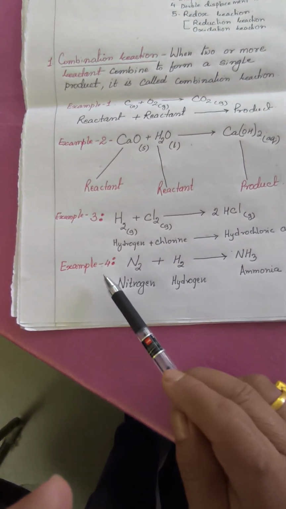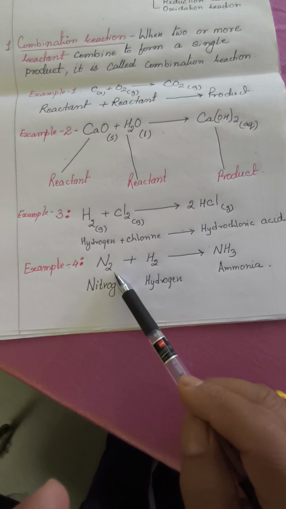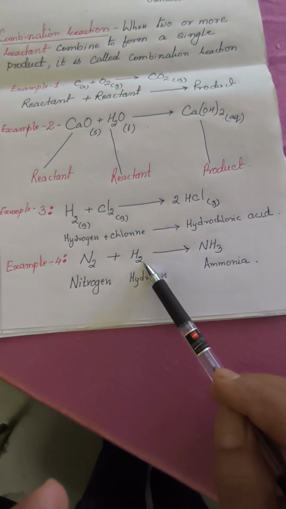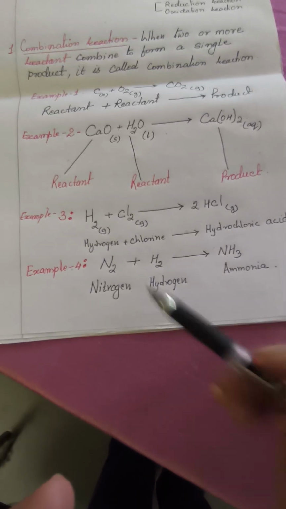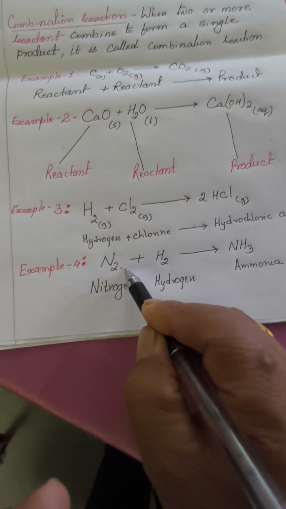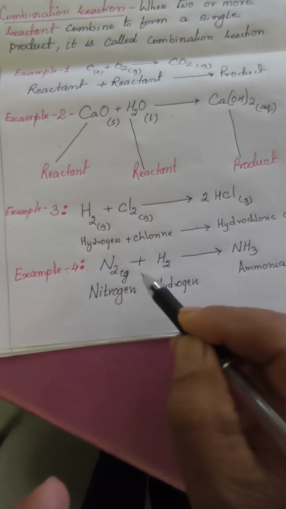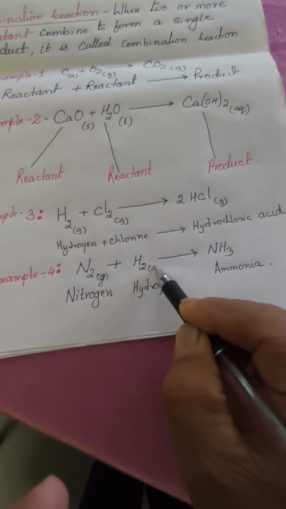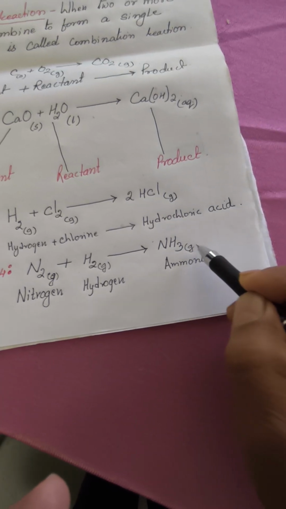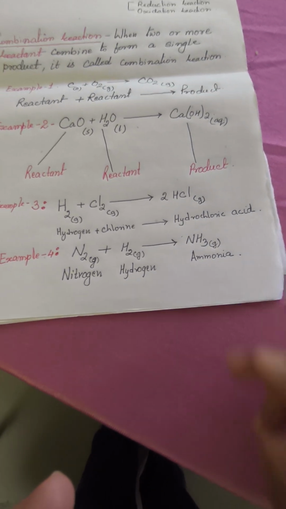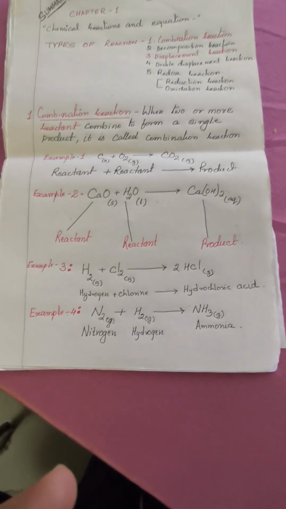Similarly the last example is N2, nitrogen, combined with hydrogen to form ammonia. These all three states are gas. So we have to write here that nitrogen is gas, g, and hydrogen is also in the form of gas, g. NH3 is ammonia, a pungent smelling product. So these all are examples of combination reactions.